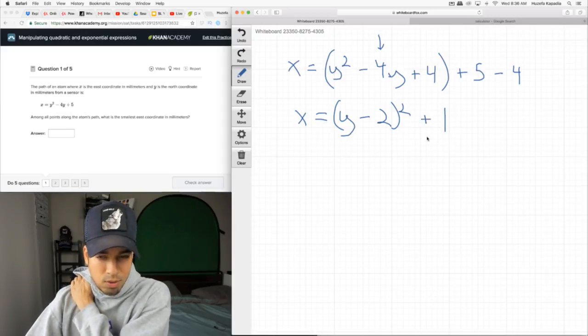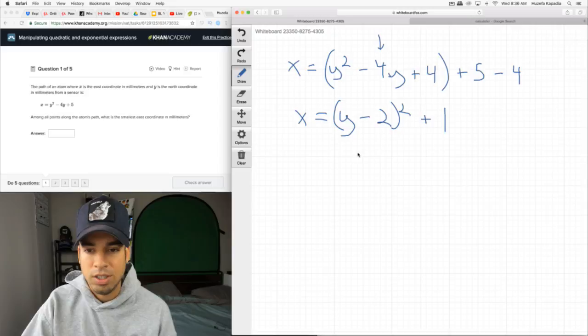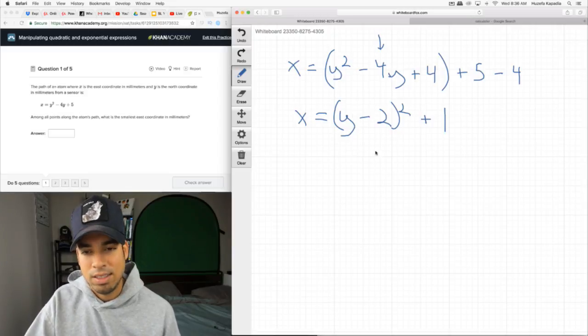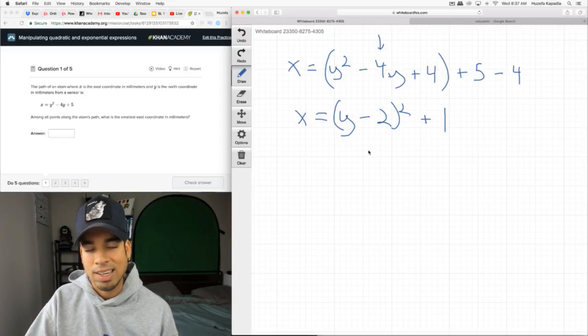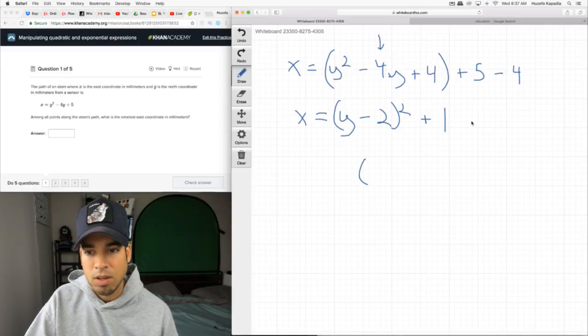All right, so now we have this new equation like this. And now we can see where the minimum is, or the vertex, which is the minimum in this case. And the vertex is at 1, 2, okay, for x and y.